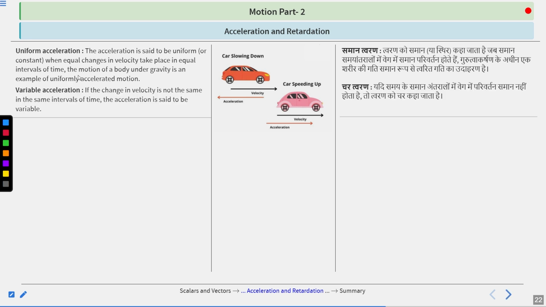Variable acceleration. If the change in velocity is not the same in the same intervals of time, the acceleration is said to be variable because there is no equality.